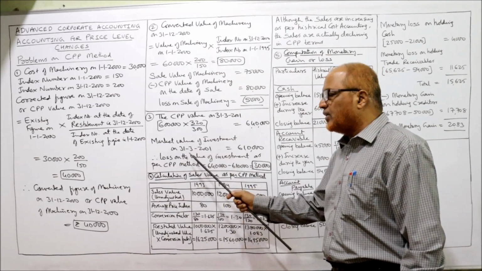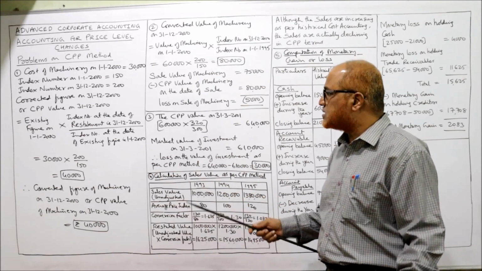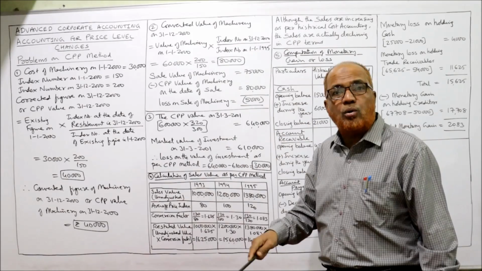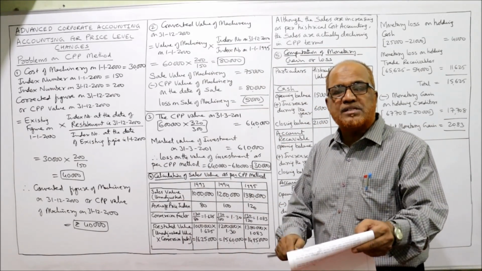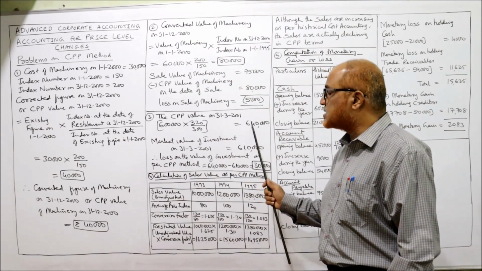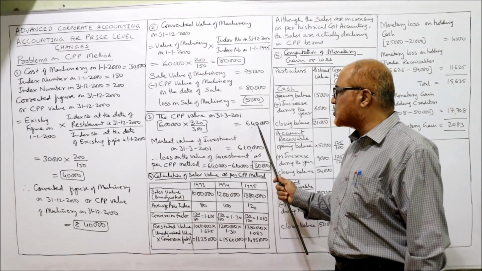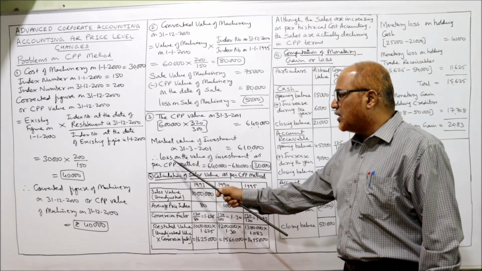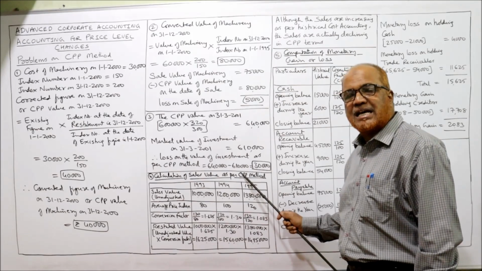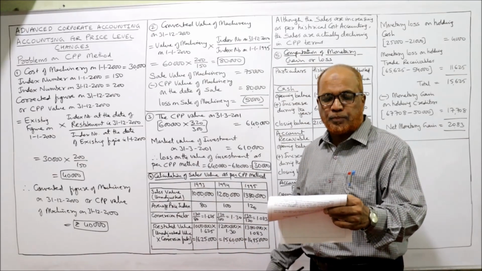And what is the market value of the investment on 31st March 2001? 6,10,000. So actually the CPP value is 6,40,000, but the market value has come down to 6,10,000. If this business sells it, they will get 6,10,000, whereas the CPP value is 6,40,000. There is a loss of rupees 30,000. 640 minus 610, 30,000. Therefore, the loss on the value of investment as per the CPP method is 6,40,000 minus 6,10,000, 30,000 rupees. Next, fourth problem.